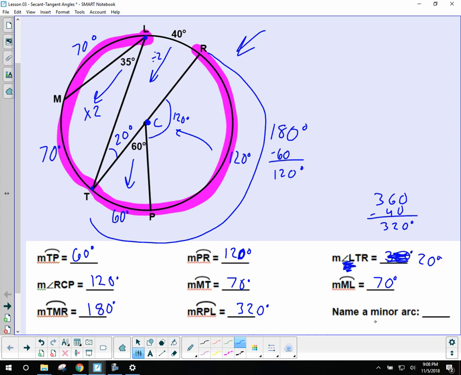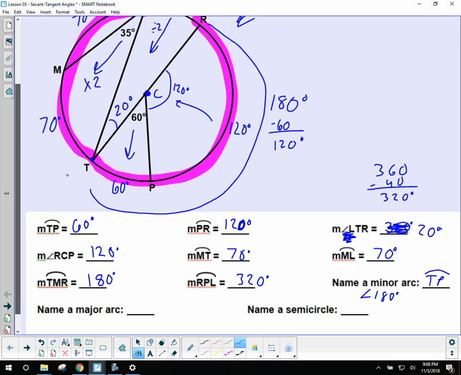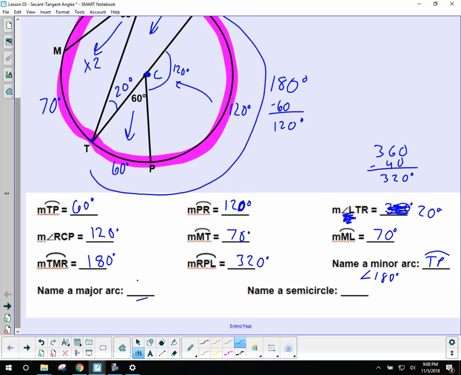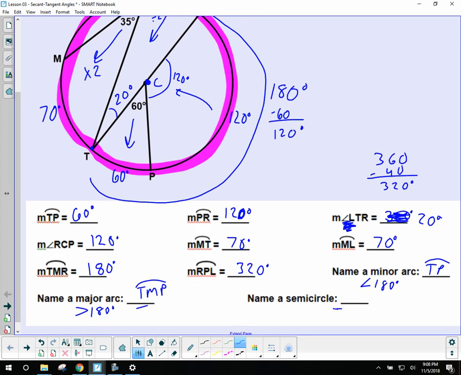Minor arcs, remember, are less than 180 degrees. I'm just going to put TP because, you know, I see it there. It's less than 180. Anything, as long as it's less than 180. Major arc, shoot fire. I think I want to go TMP because I can. TMP. Skadoosh. Anything greater than 180. Semicircle, I'm just going to go ahead and say TPR.